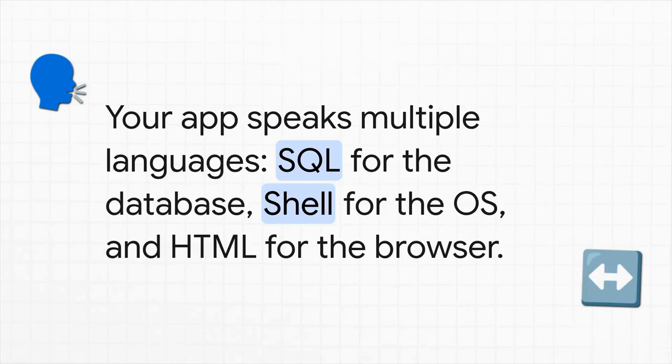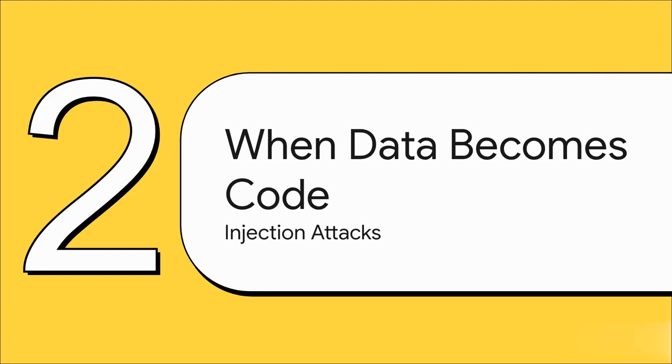Think of your application like it's a multilingual translator. It's constantly switching between contexts, right? It's speaking SQL to the database, then it's speaking shell to the operating system, then it's speaking HTML to the browser. Vulnerabilities pop up when a message in one of those languages gets misinterpreted as a command in another. And that leads us right into the first huge assumption developers make, that user input is just harmless data.